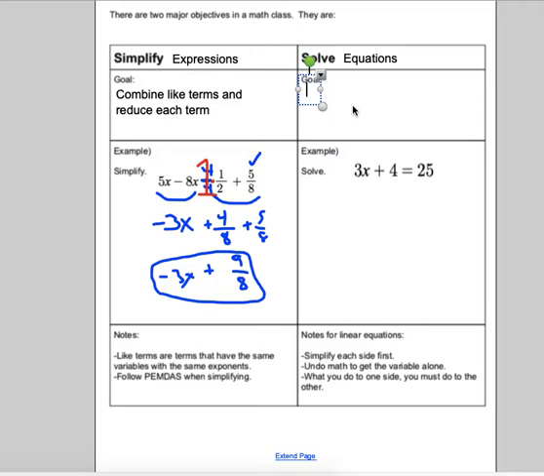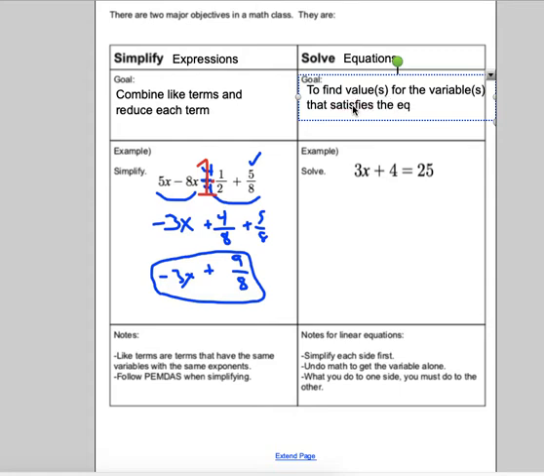So coming back up here, the goal is to find the value or values for the variable or variables that satisfy the equation. Satisfying the equation means when you plug in the values, you get a true statement. So like I'm going to find a value for x down there that when I plug it in and check it out, I'm going to get something times 3 plus 4, that's going to be 25.